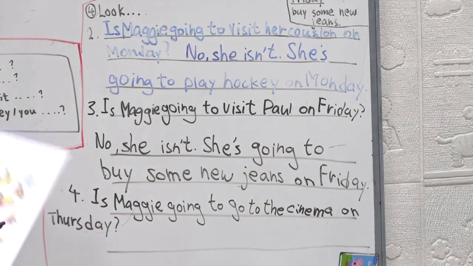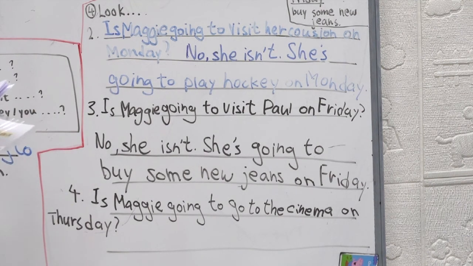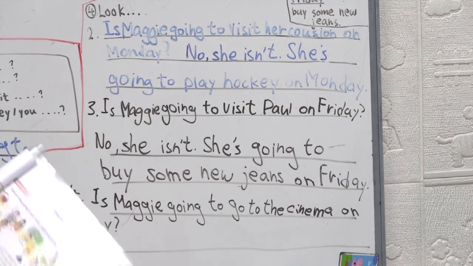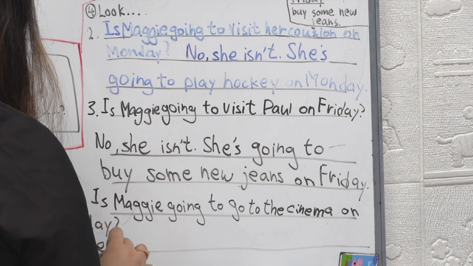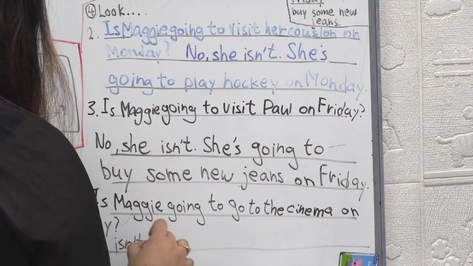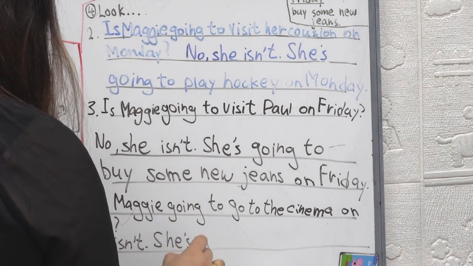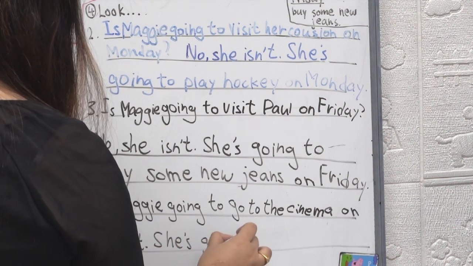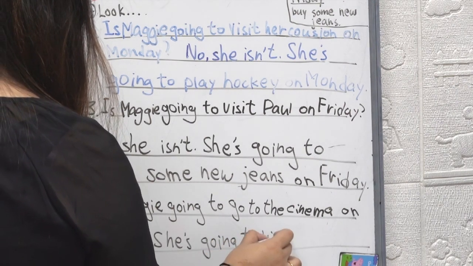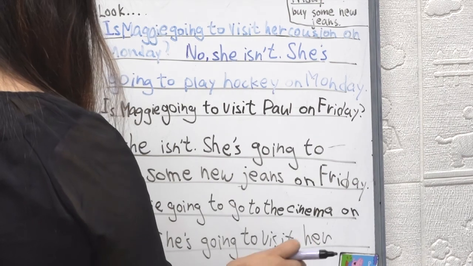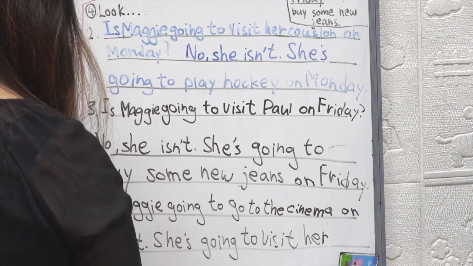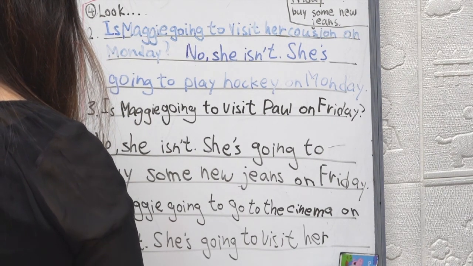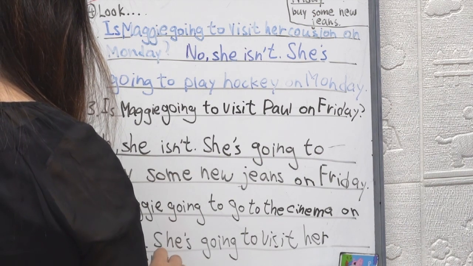Look at the little note. Is she? No, she isn't, right? She's going to visit her cousin on Thursday. So the answer is no, she isn't. She's going to visit her cousin on Thursday.